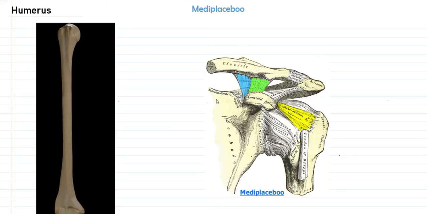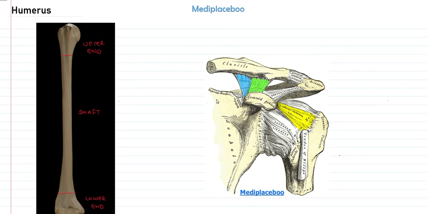In today's video, I'll be teaching you about the humerus. As we have discussed earlier, the humerus is the bone of the appendicular skeleton of the human body present in the region of the upper limb. Starting off, the humerus can be divided into three regions: the upper end, the shaft of the humerus, and the lower end.